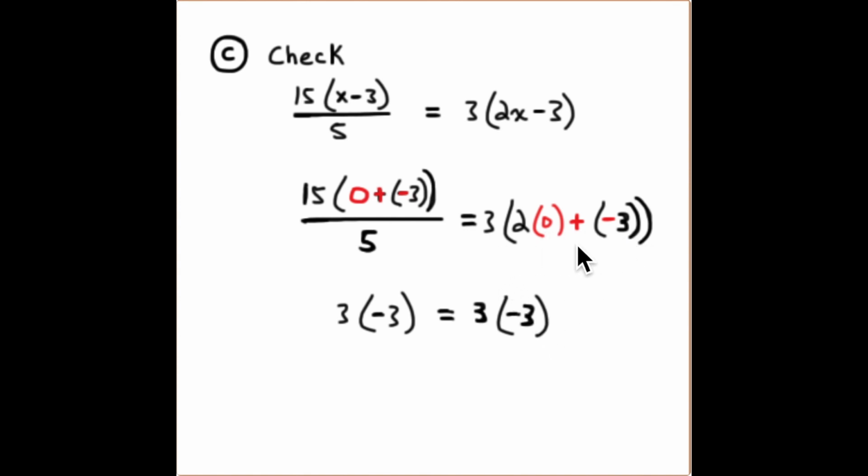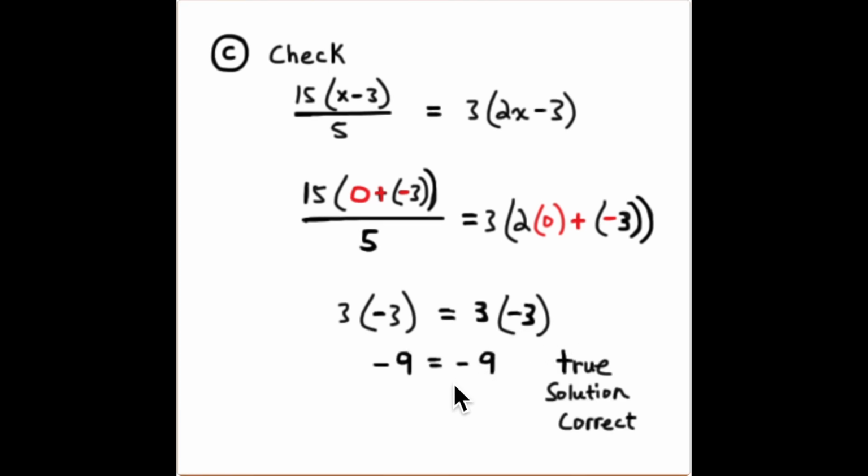And it's 3 times that. So on both sides, I have 3 times negative 3 equals 3 times negative 3. Those are the same. Negative 9 equals negative 9. So this solution is true. So that means that the solution to the equation is correct. x does equal 0.